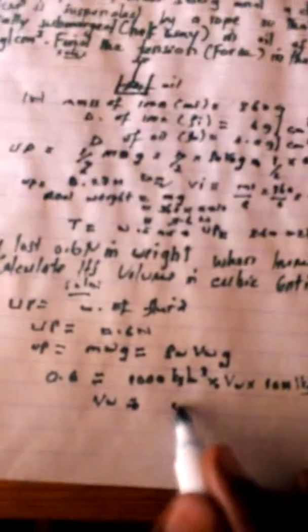So if you calculate the volume here, it will be 0.6 divided by 1,000 times 10. So the answer here will be 0.00006 cubic meter. So the question is asking you to calculate the volume in cubic centimeter.